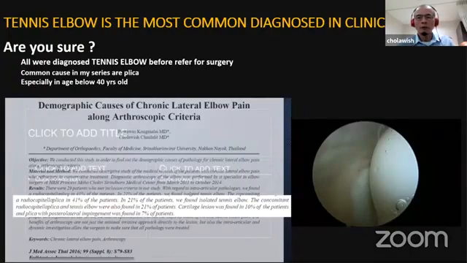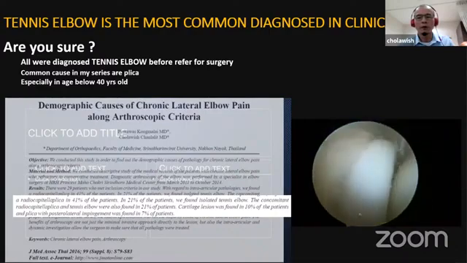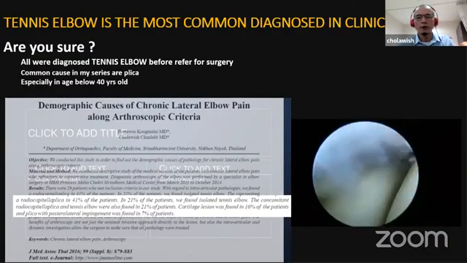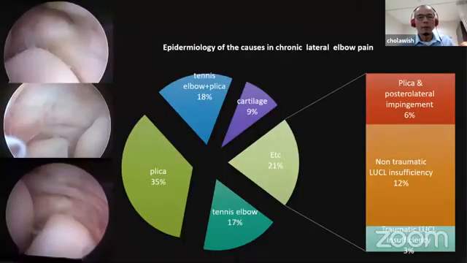Tennis elbow is the most common diagnosis for lateral elbow pain in clinical practice. Are you sure? This is the question. So I started to survey the causes of lateral elbow pain from the arthroscopic aspect. I found that in chronic lateral elbow pain that needs surgery, the most common cause is the radiocapitellar plica. This video clip shows the synovial fringe impinging in the radiocapitellar joint. If we include instability too, plica is still the major one, and tennis elbow is only 17%.